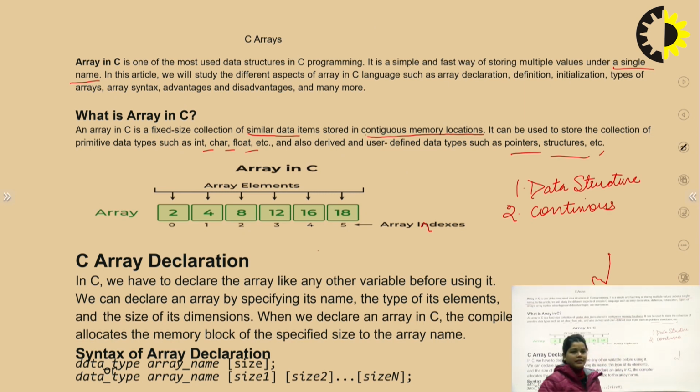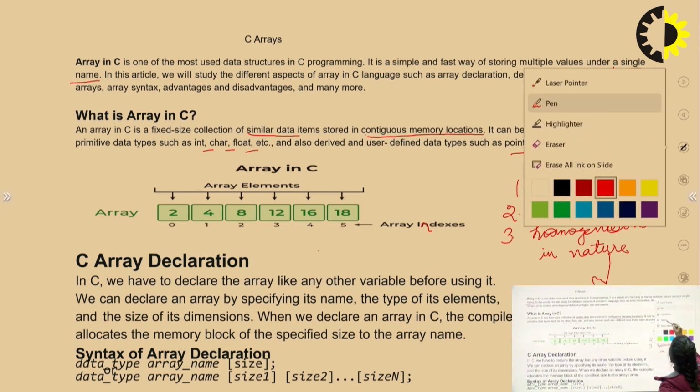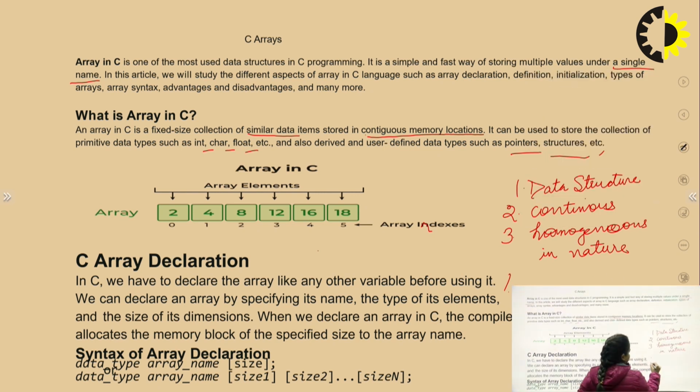Okay, so what does it do? It stores memory in a continuous way, right. Third is, it is homogeneous in nature. Homogeneous in nature, right? Fourth is, it is user defined. Homogeneous means similar, and it is user defined.